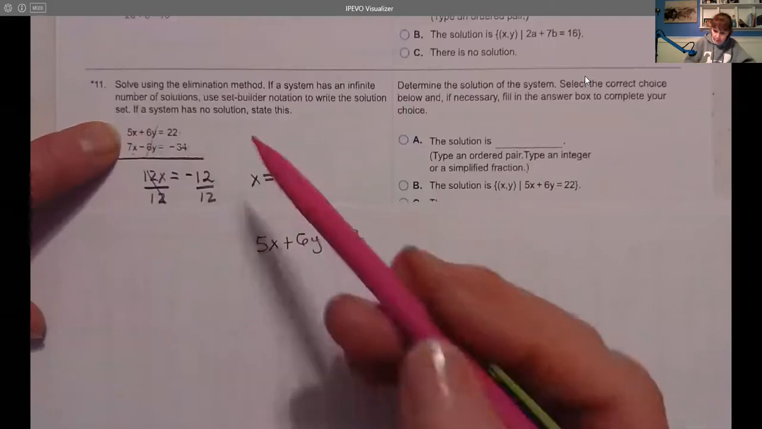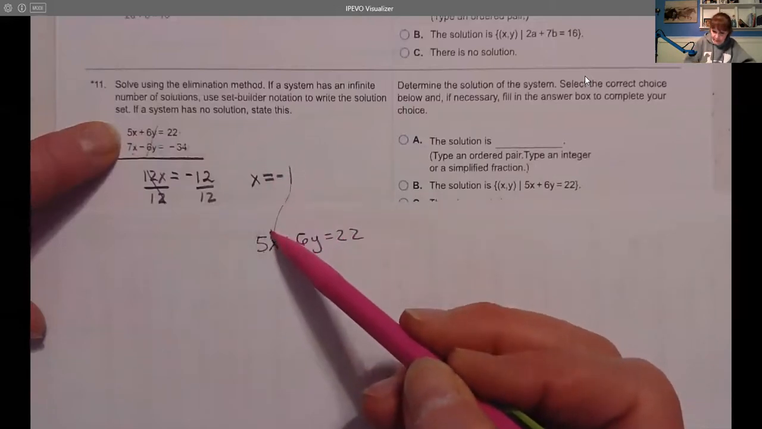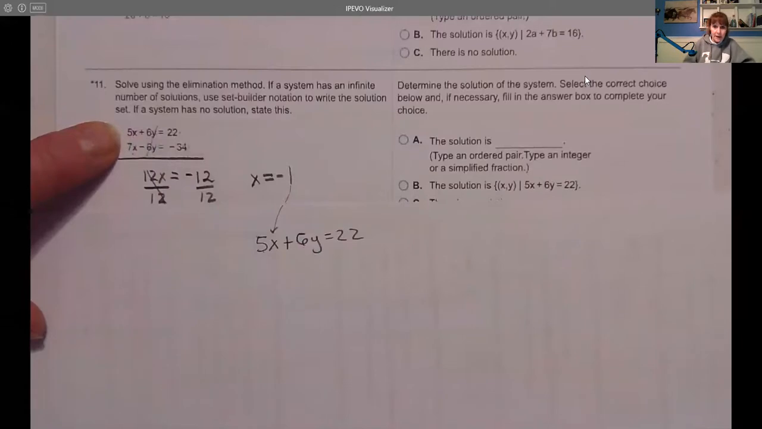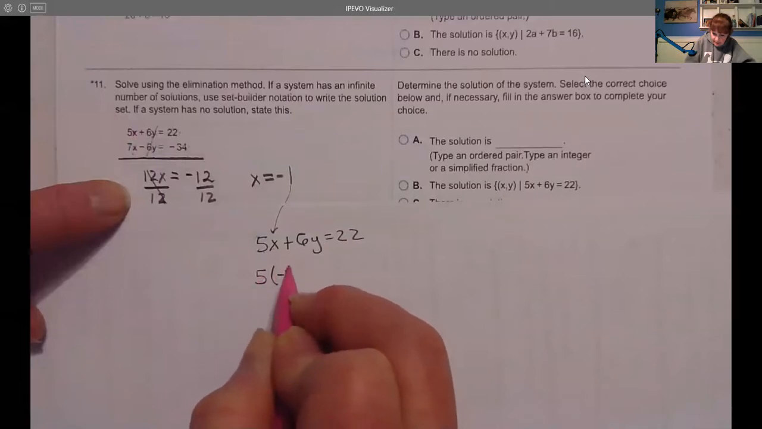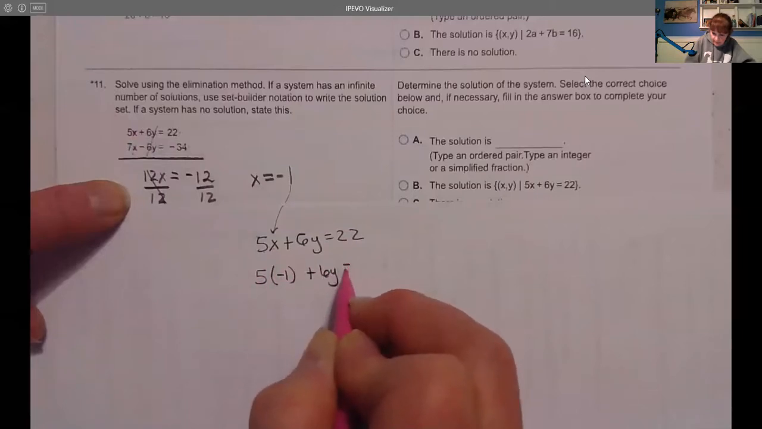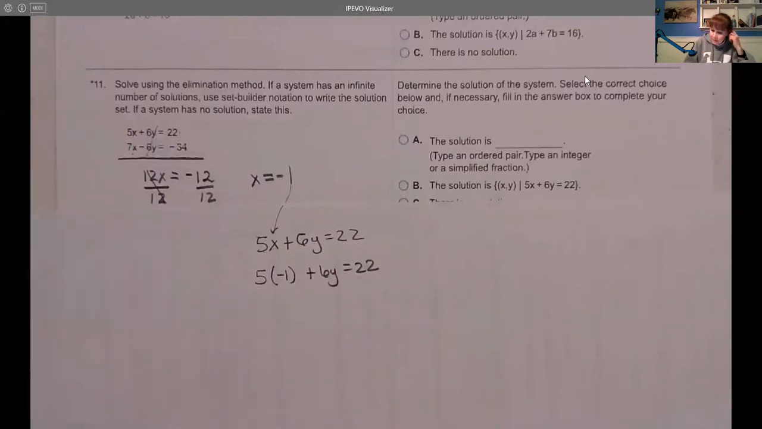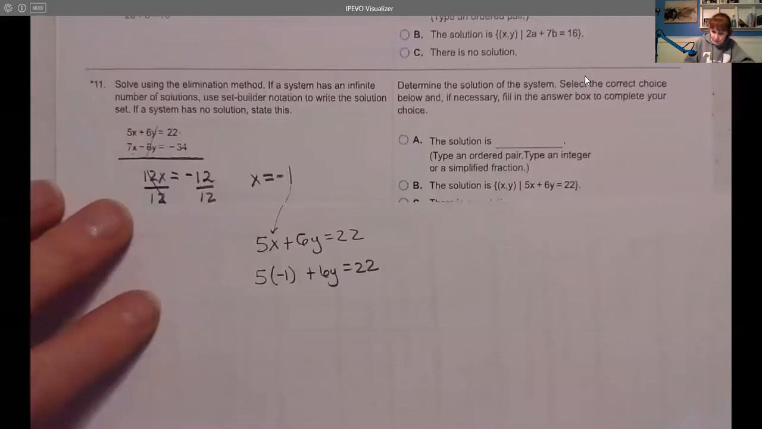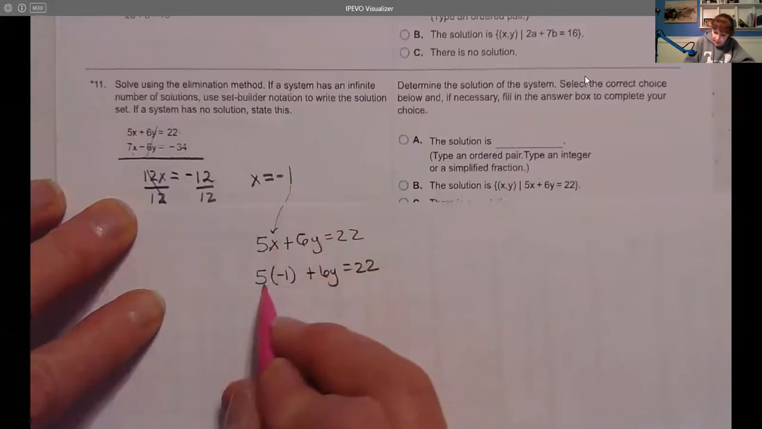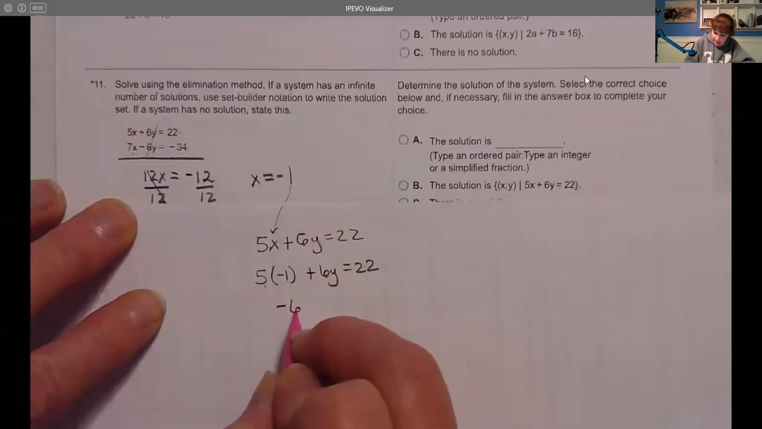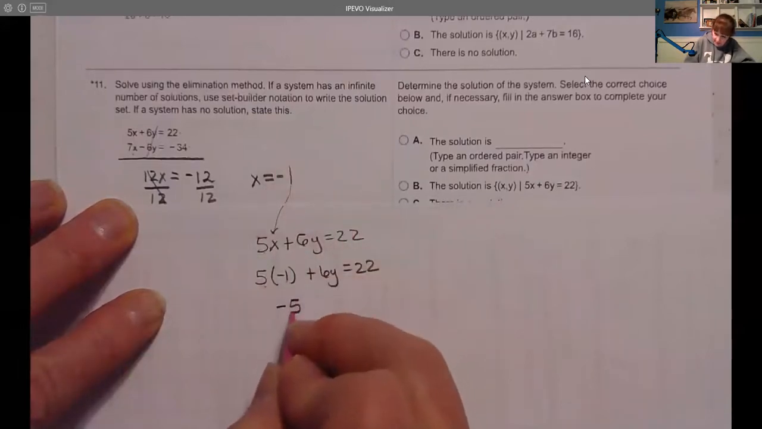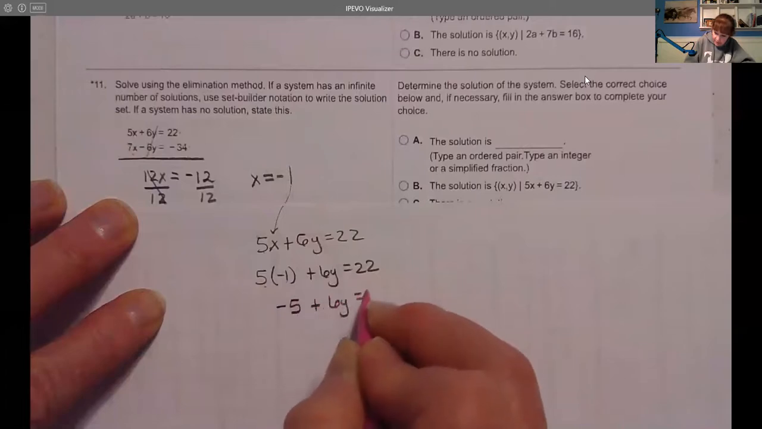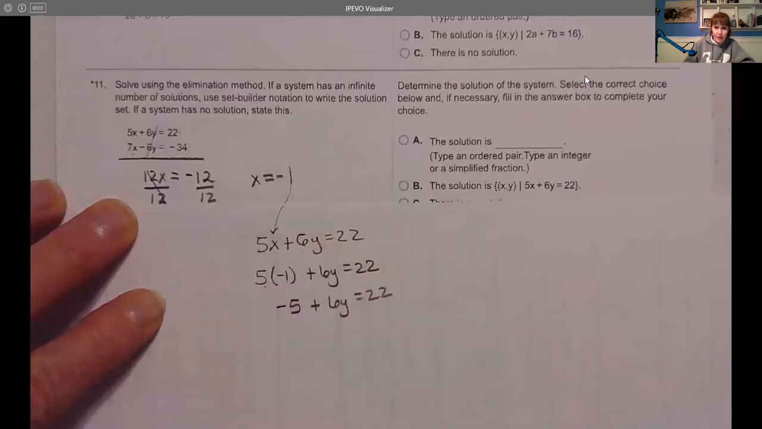All right, so I'm going to put this right here, because x is -1, and I chose the top equation to substitute it back into. And so the elimination method, you're eliminating one of the variables when you add, and then solve it. So here, put a -1. 5 times a -1 is a -6. Oops, really? It's a -5. I was looking at that 6. -5 plus 6y equals 22. Okay. Add 5.